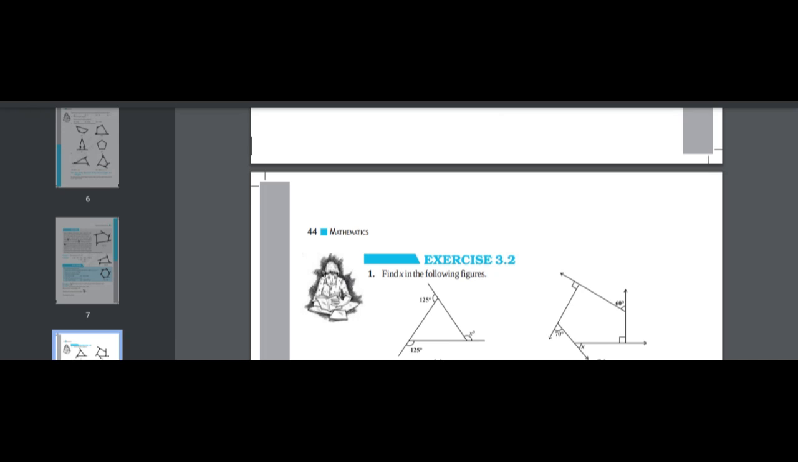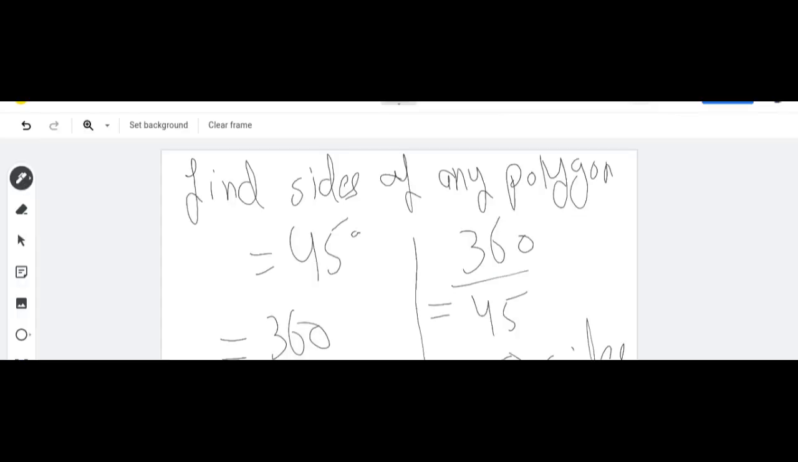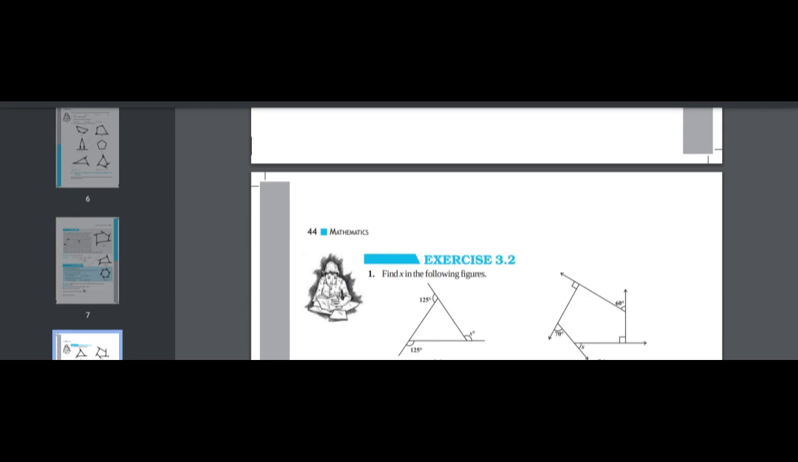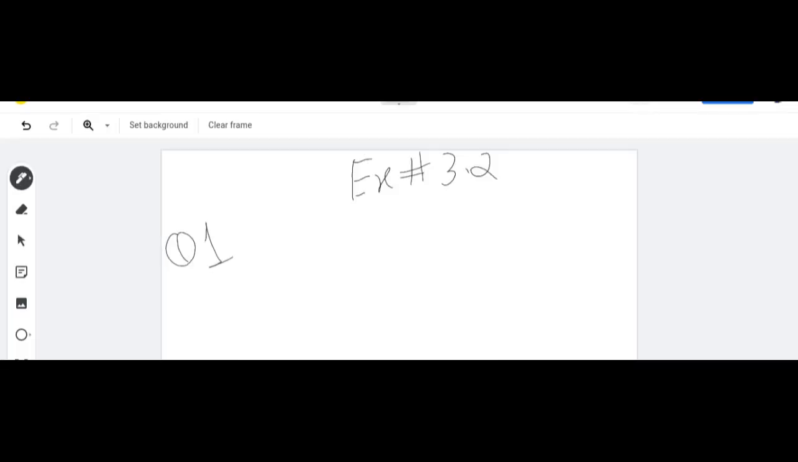You just write this. Okay, let me tell you how you have to set your page. You just have to write exercise 3.2, question number 1, part 2. Yes, question number 1, part 2. Then A, solution. Okay, like this.